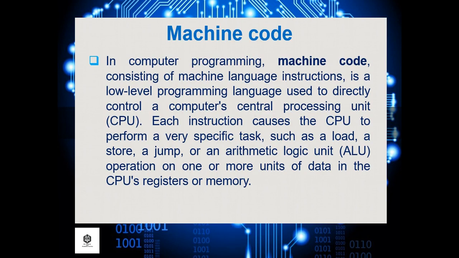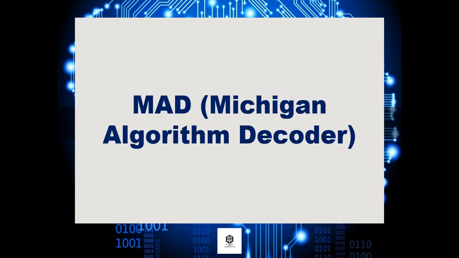Machine code. In computer programming, machine code, consisting of machine language instructions, is a low-level programming language used to directly control a computer's central processing unit or CPU. Each instruction causes the CPU to perform a very specific task such as a load, a store, a jump, or an arithmetic logic unit or ALU operation on one or more units of data in the CPU's registers or memory.